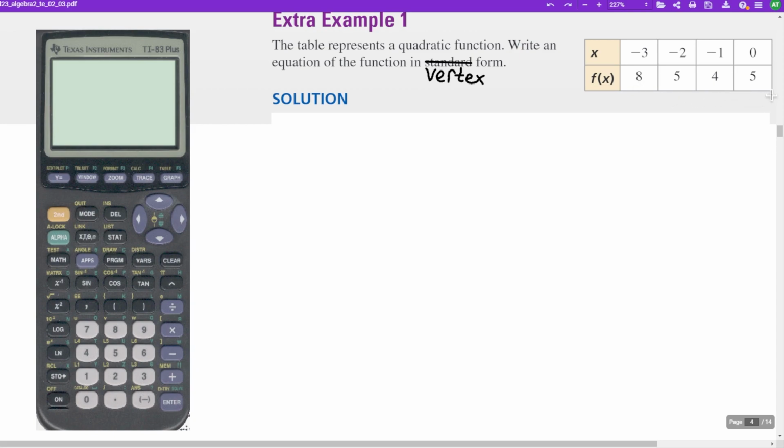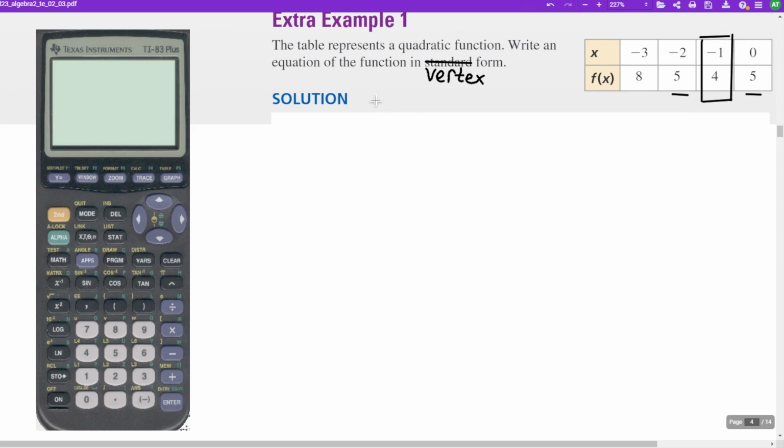8, 5, 4, 5. And using characteristics of the parabola, the shape of the parabola, we do have symmetry to the left and to the right of the vertex. So if I see the y value 5 here and 5 here, both on the left and on the right, then this must be the vertex, -1, 4.